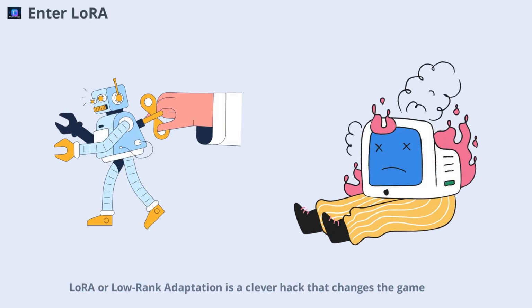LoRA, or low-rank adaptation, is a clever hack that changes the game. Instead of updating the entire model, LoRA suggests training a tiny, efficient adapter and leaving the original model frozen. This means you only tweak a small part of the model, saving time, money, and resources. The result? You get most of the benefits of fine-tuning without the massive costs. LoRA makes it possible for anyone to adapt powerful AI models to their needs, even on modest hardware. Let's see how this works under the hood.